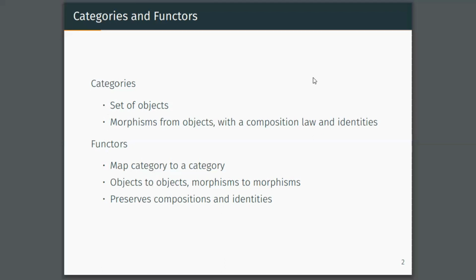And a big thing we want to talk about is mapping a category onto another category. And so we're going to have functors. We map objects to objects, and we map morphisms to morphisms, and we just say that we preserve compositions and we preserve identities. Any questions about that? Okay.